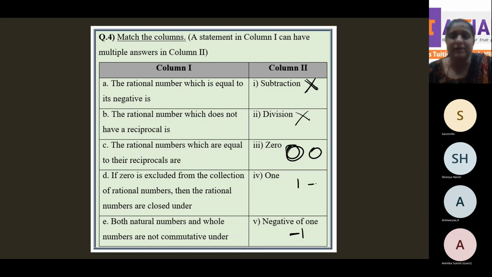The negative of 1 is -1. And the negative of -1 is 1. So the rational number which is equal to its negative is 0. The correct answer is 3.